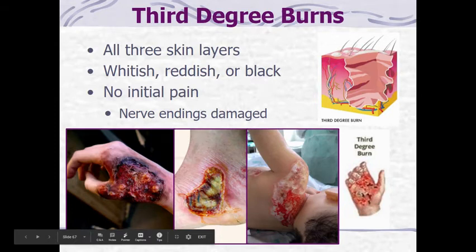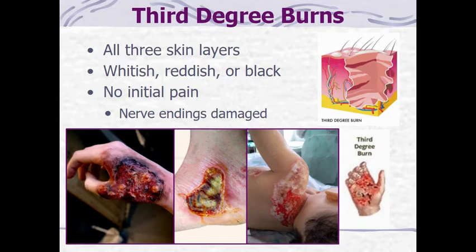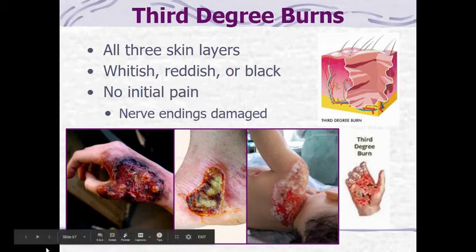Third degree burn is when all 3 skin layers have been burned. So we've gone through the epidermis, the dermis, and we're even burning the hypodermis. Depending on the severity and depending on the type of burn, it could be whitish, it could be reddish, or it could be black. A third degree burn often has no initial pain. And that's because the nerve endings have been so damaged from the burn. As the healing process takes place and those nerve endings are starting to regenerate, then they can be excruciatingly painful.